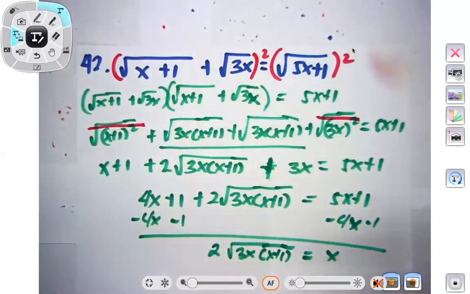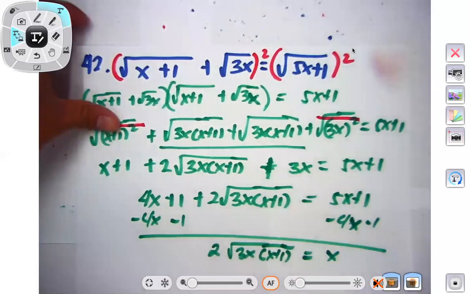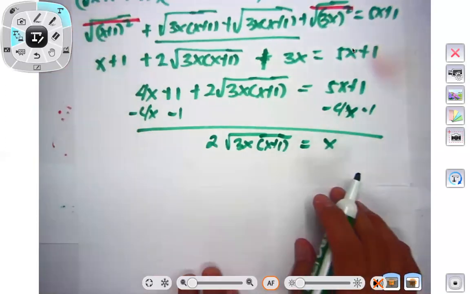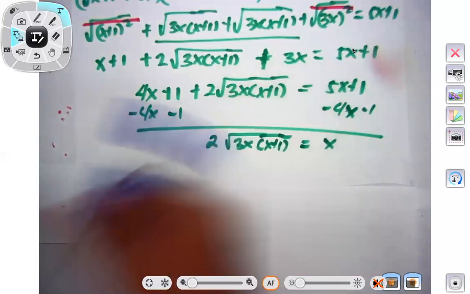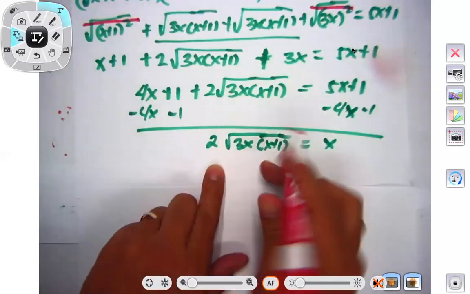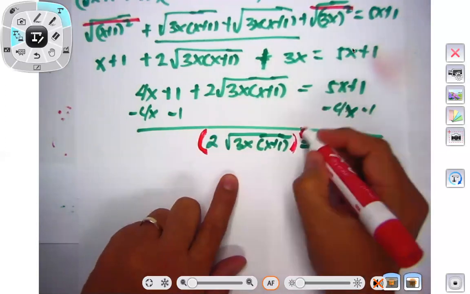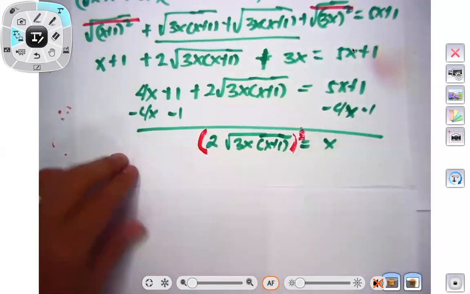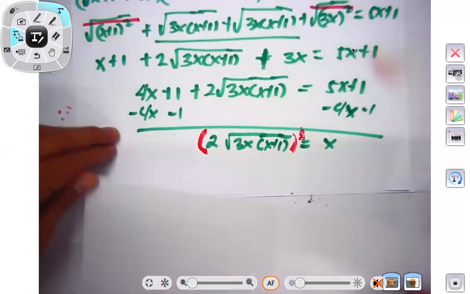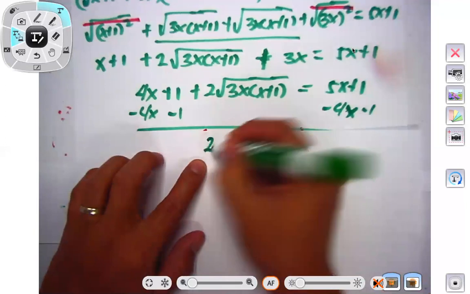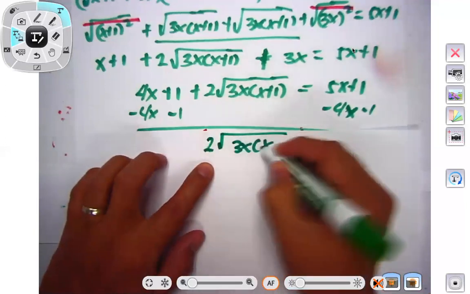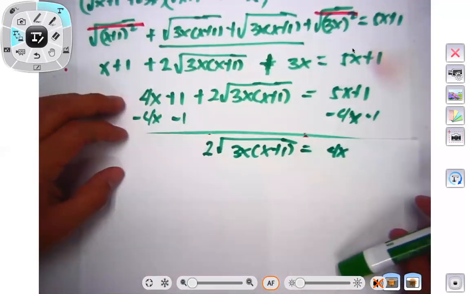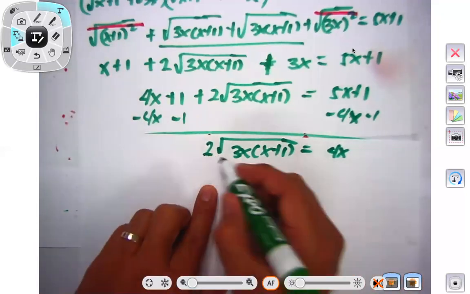And then after that, this is what we'll do now. Our next step here is to square both sides, since we only have this one here, right? By the way, I'm sorry about that. Let me do this way. This is 2 times square root of 3x times x plus 1 equals x. Although you can do this immediately, but I like that we do it in a different way. We can get rid of 2 here.